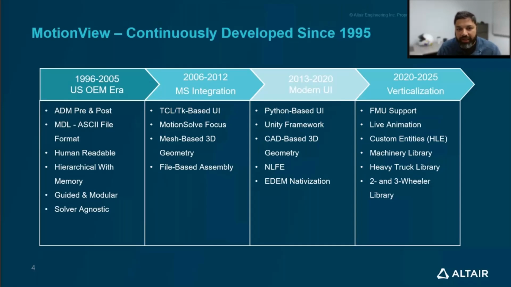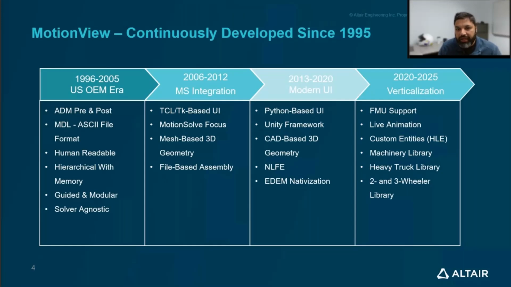So 2013 to 2020 would be what we would call the modern UI era, where we went to a Python-based UI, and that is when we started supporting CAD-based 3D geometry. This also enabled us to have a little more closer integration with EDEM. EDEM is our discrete element method product used for characterizing bulk materials such as soft soil, sand, rocks, etc. And it's used quite frequently by our military customers for mobility simulations, as well as agriculture and construction. And other features also started being integrated into MotionView at that point.